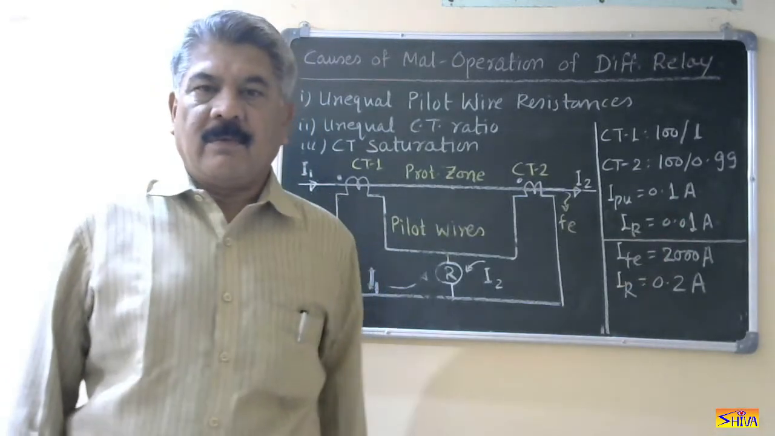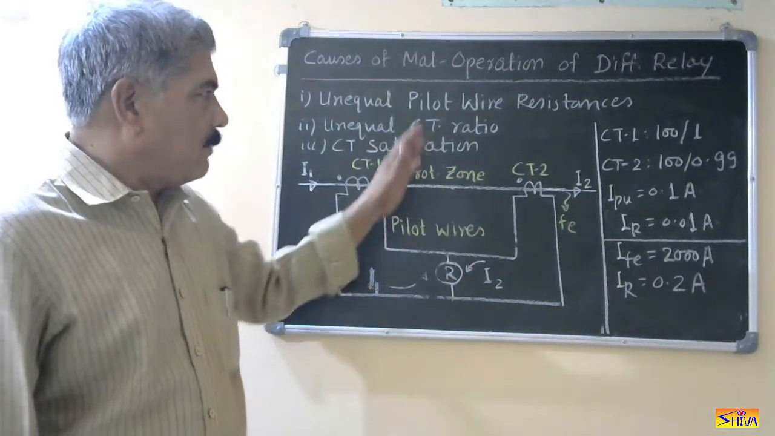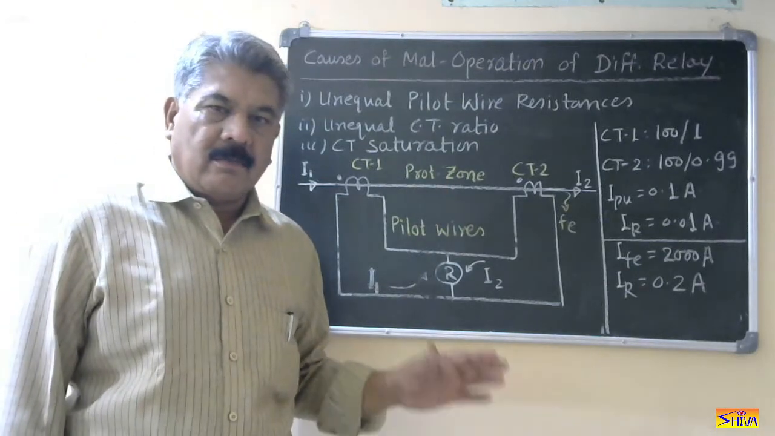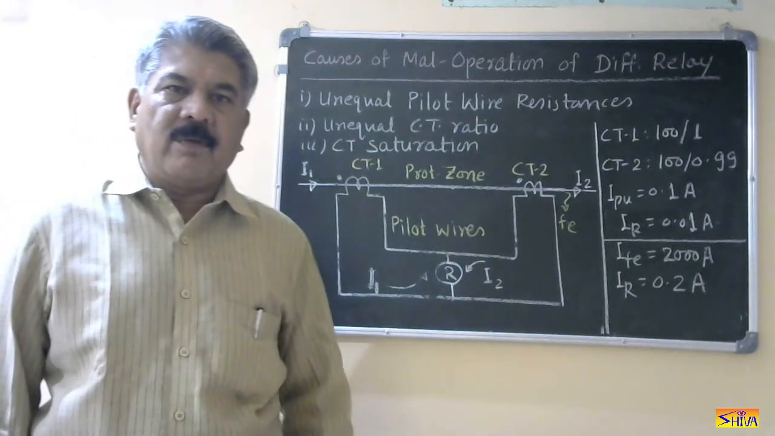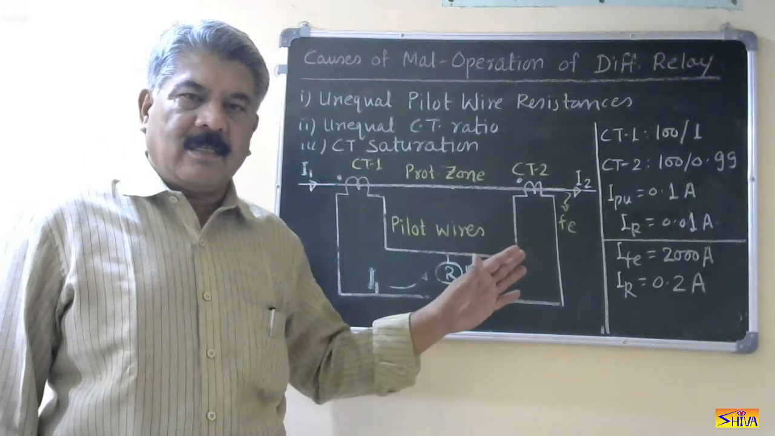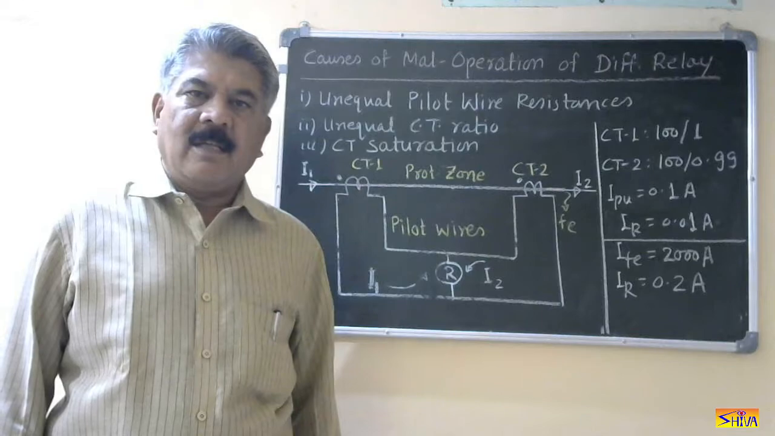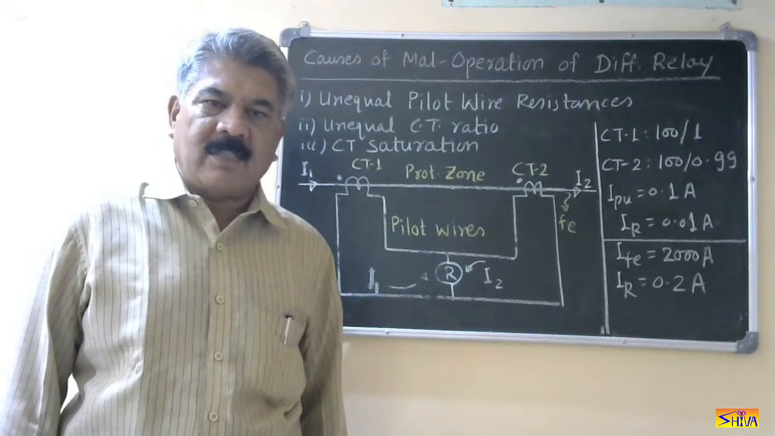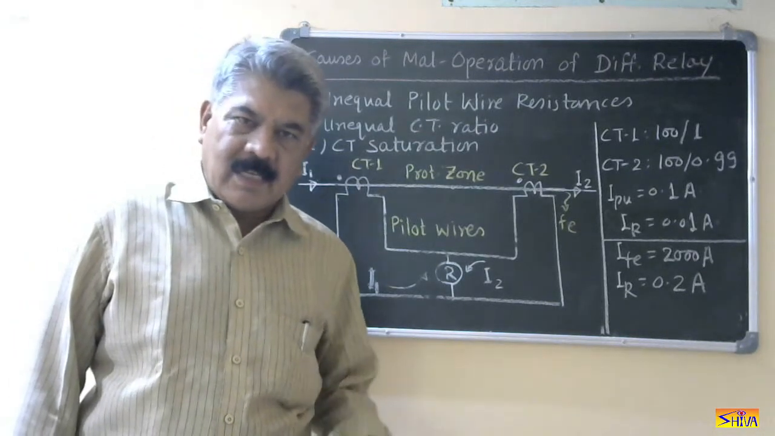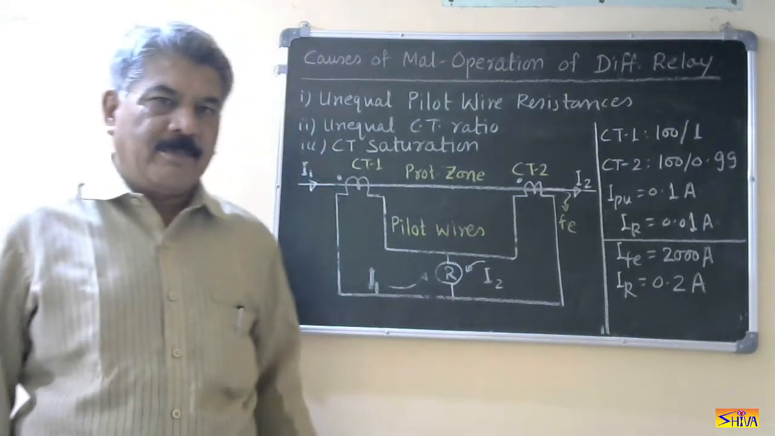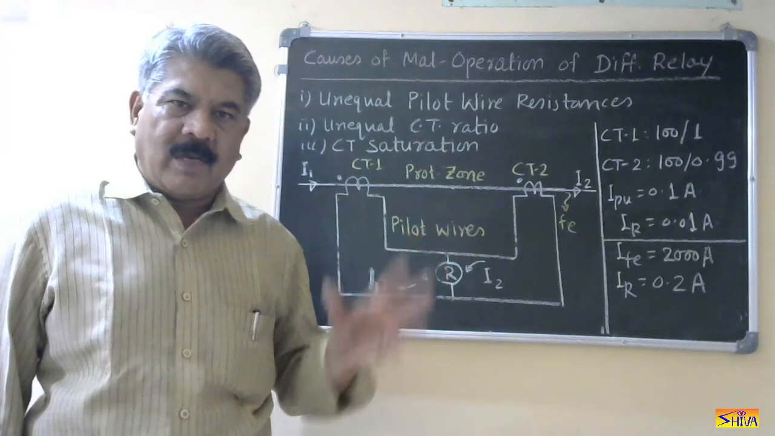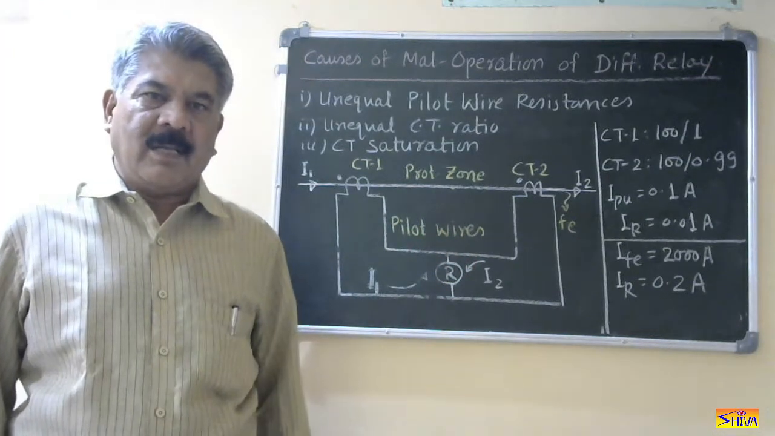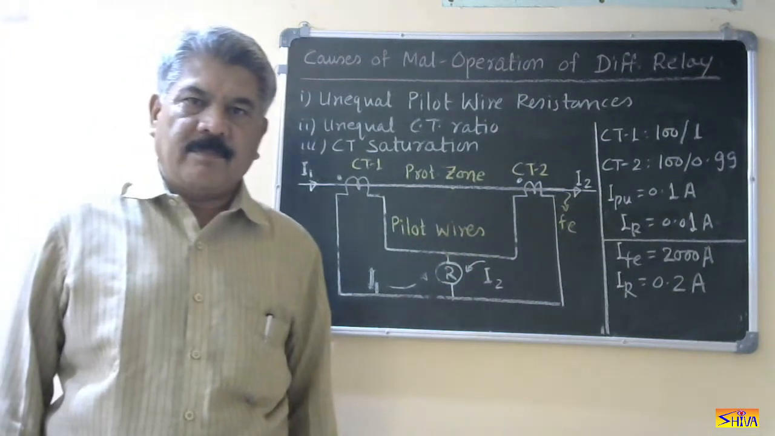So the relay will operate. So these are the reasons for causing the maloperation of the relay, or alternatively we can say these are the reasons due to which the relay loses its through fault stability. In the next class, I will explain how these drawbacks are overcome, means how we avoid the maloperation of the relay for external faults. Thank you.